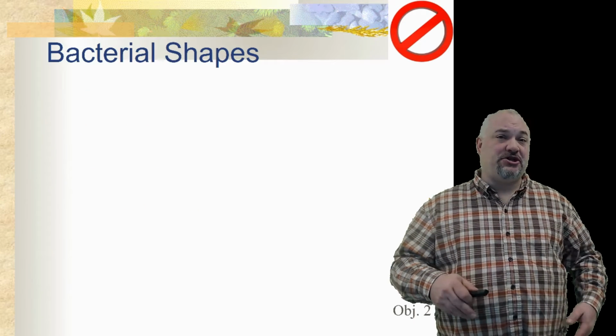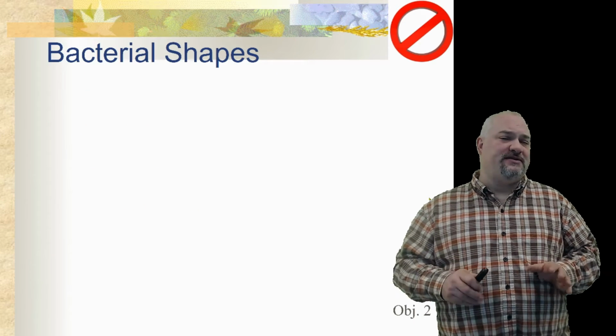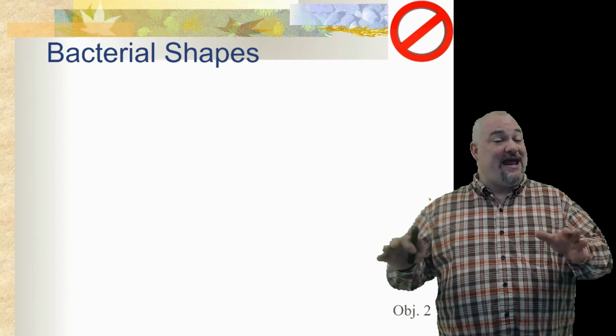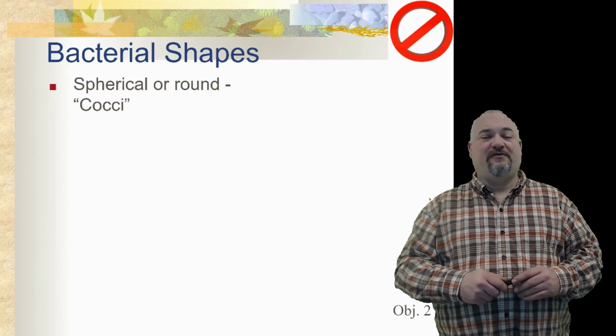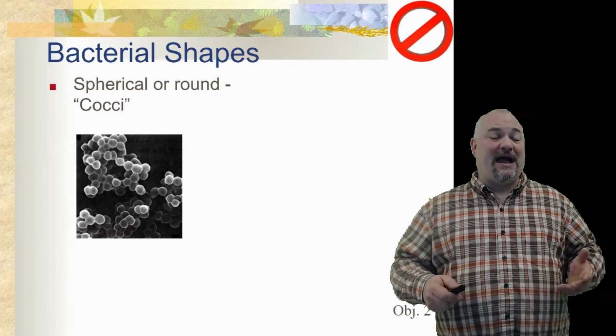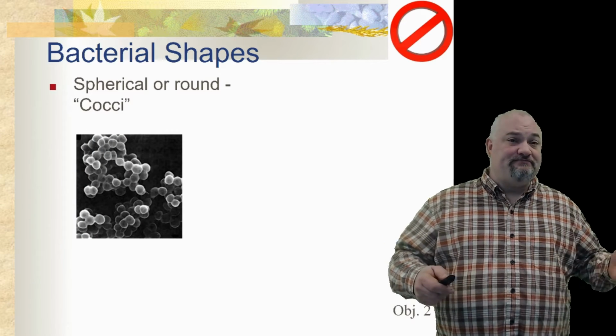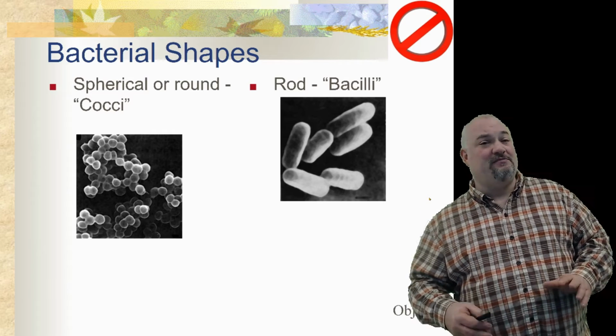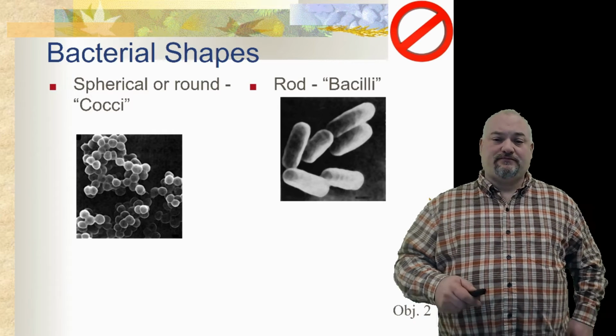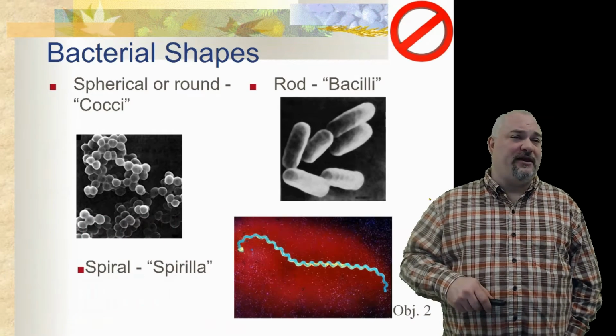All right, some different shapes, and you'll be familiar with these terms because a lot of the times the way we name bacteria has to do with their shapes. If they're spherical or round shaped, we call them cocci, like Streptococcus. If they're rod-shaped or hot dog shaped, we call them bacilli. And if they're spiral-shaped, we call them spirilla.